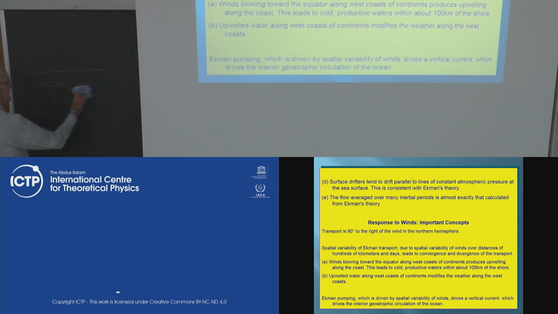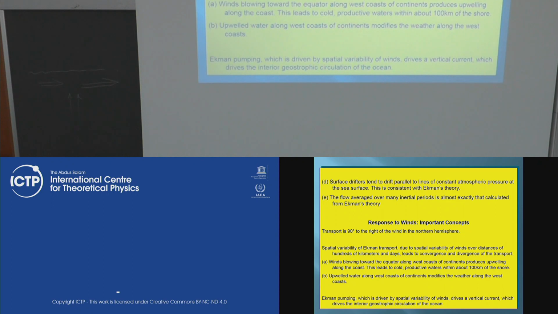Ekman suction means that the situation is like this one, that the Ekman transport here is larger than there, so there is a divergence here, and then there is the Ekman suction. That means that the Ekman layer sucks the water from the deeper layers. So you don't have to have the coast. The coast is one of the possibilities, but you can also have simply spatial variations of the wind field.